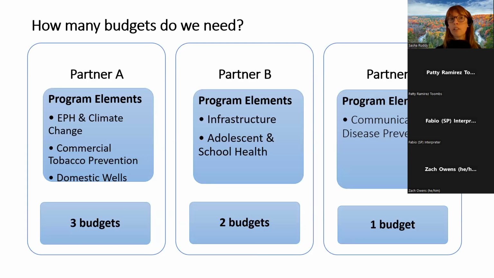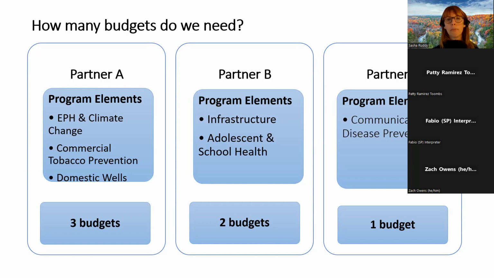So how many budgets do you need? Well, on the screen that's farthest to the left, we have partner A, and the program elements are environmental public health and climate change, commercial tobacco prevention, and domestic wells. We see three program elements there. So we would need to see three separate budgets.